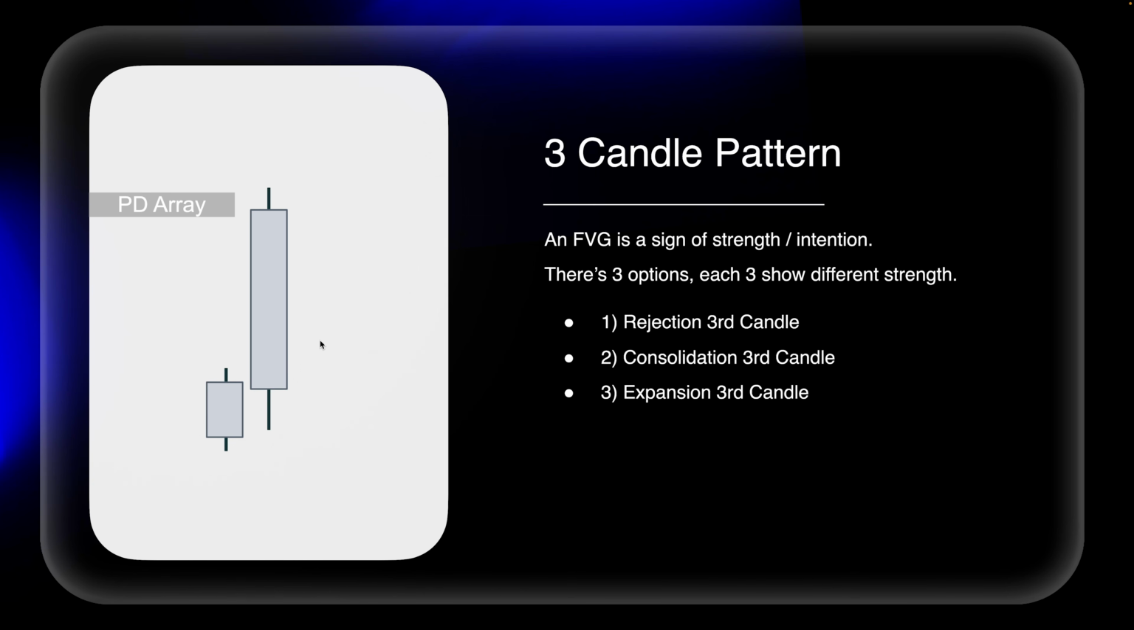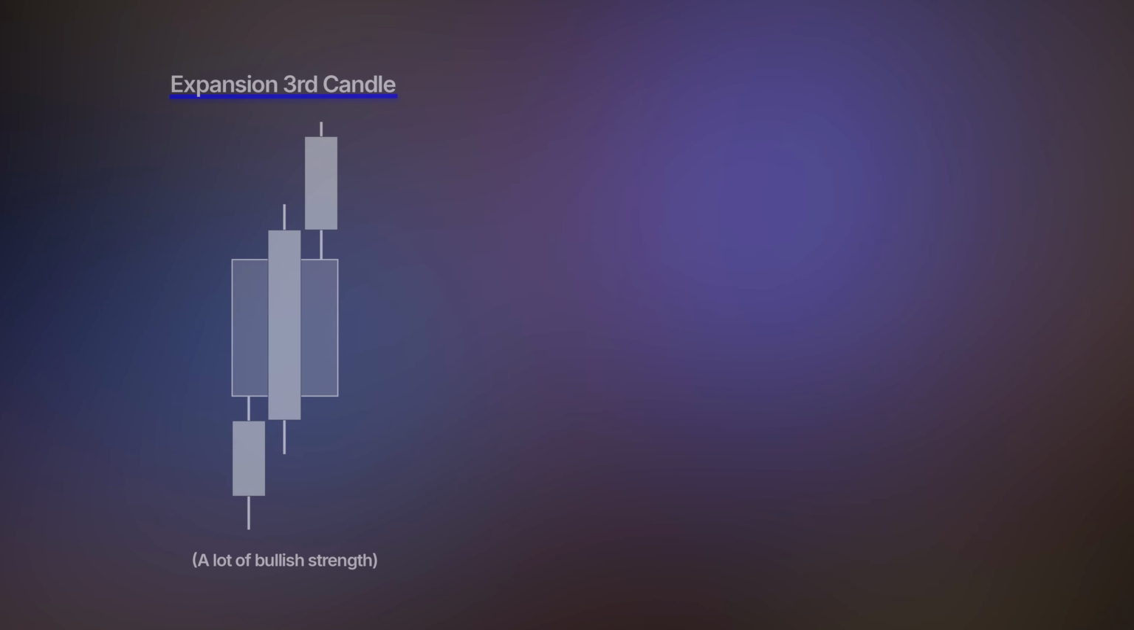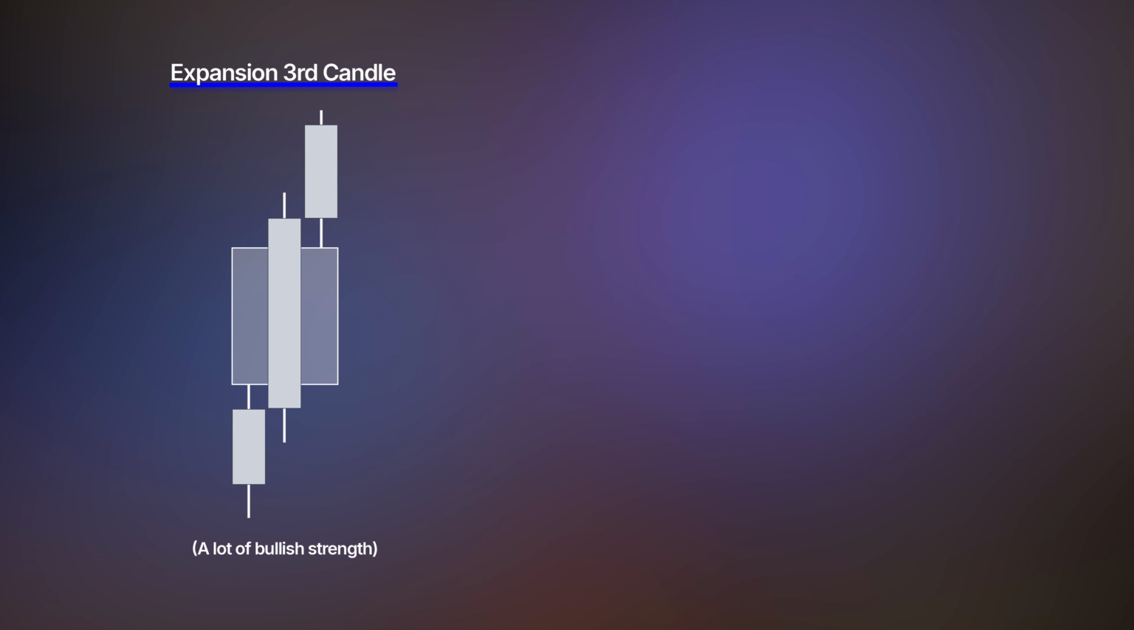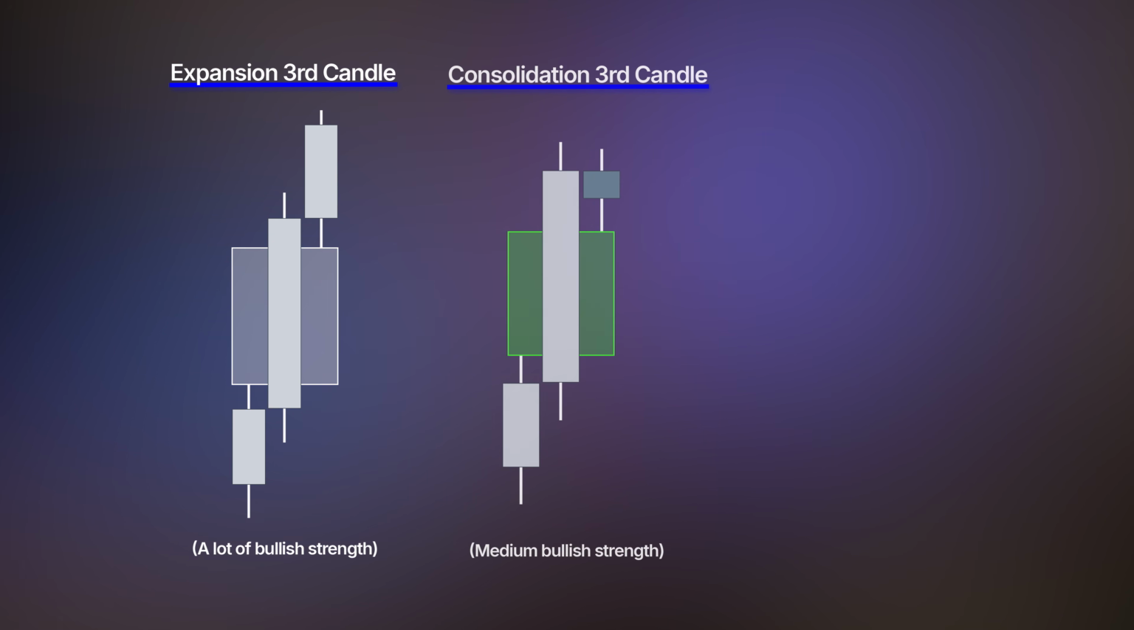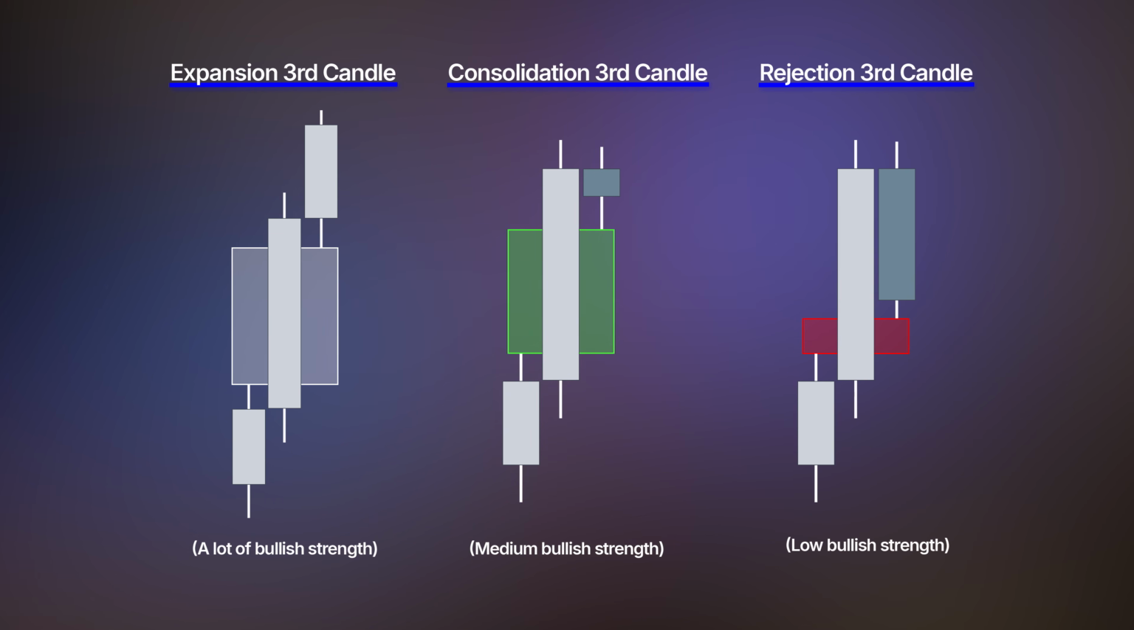So when we were talking about the second candle of a fair value gap always being an expansion phase, that same exact thing happens, but now on the third candle again. These three options show different types of strength, where this one shows a lot of bullish strength. The consolidation shows still a lot of bullish strength because we have created a fair value gap, but just enough bearish strength to create a consolidation and to create a retracement. The rejection third candle shows too much strength to the opposing side.